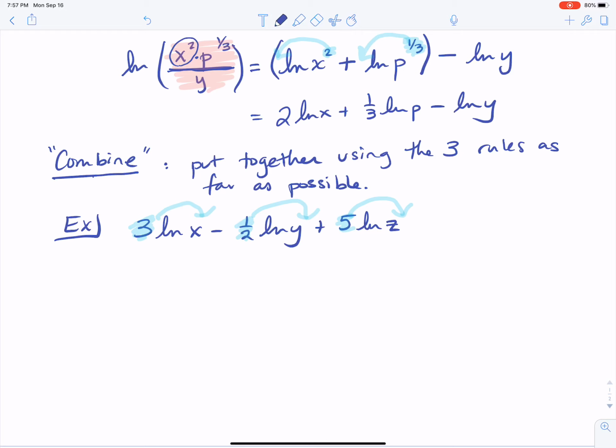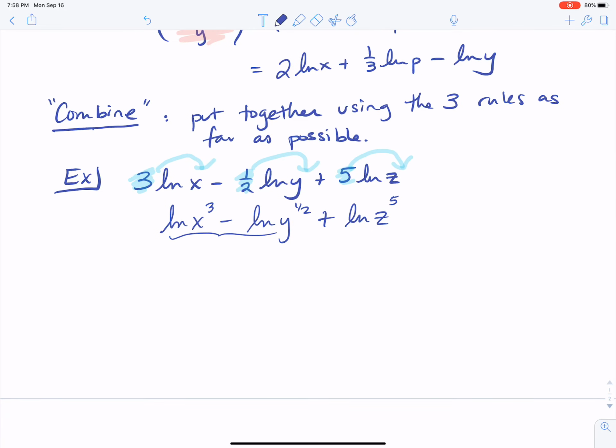Okay, so this is going to become ln of x cubed minus ln of y to the 1/2 plus ln of z to the 5th. And then from there, you just work left to right. So I'm going to look at these first 2. And they've got a subtraction sign, so I'm going to use the quotient. So ln of x cubed divided by y to the 1/2 power.